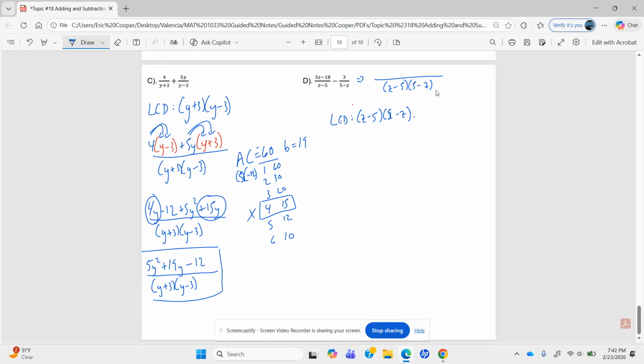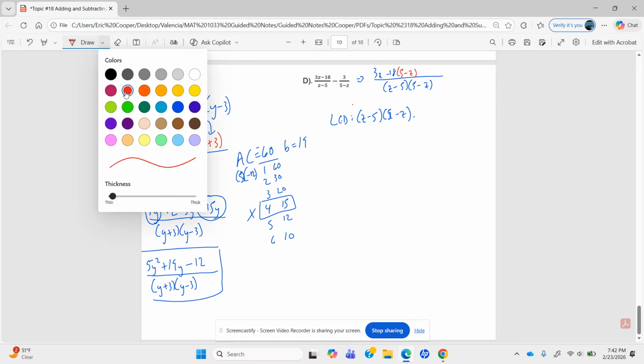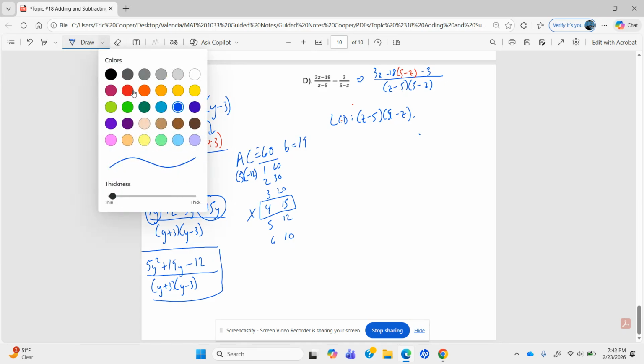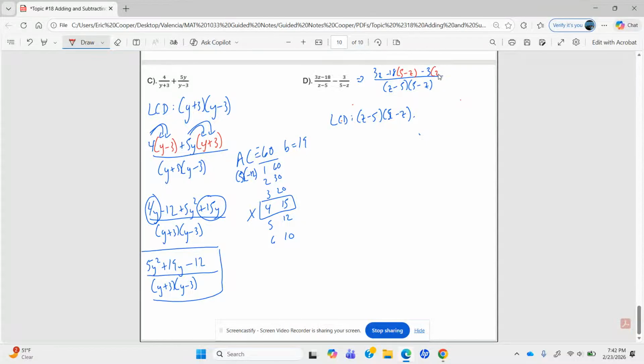They are completely different. Here at the top, I've got a 3z minus 18, and I'm looking for what do I multiply this by. This one had the z minus 5, so it needs to be multiplied with the 5 minus z. Here I've got a minus 3, and this fraction had the 5 minus z, so it did not have the z minus 5. So I will multiply this with z minus 5.